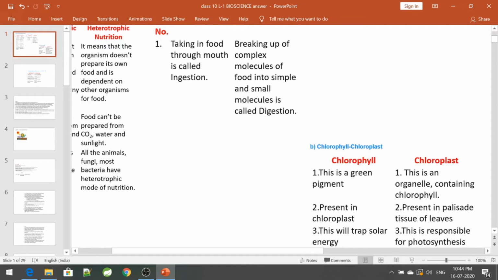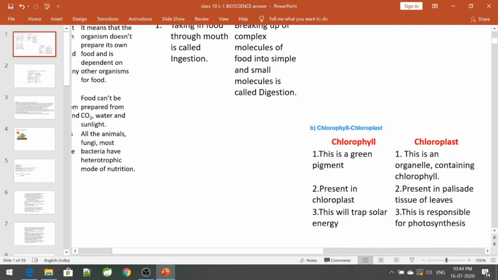So chlorophyll and chloroplast. In chloroplast only chlorophyll is present. So what is the difference? Chlorophyll is the green pigment. Chloroplast is an organelle containing chlorophyll. Chloroplast is present in the palisade tissue of leaves. The chlorophyll will trap solar energy. Chloroplast is responsible for photosynthesis.